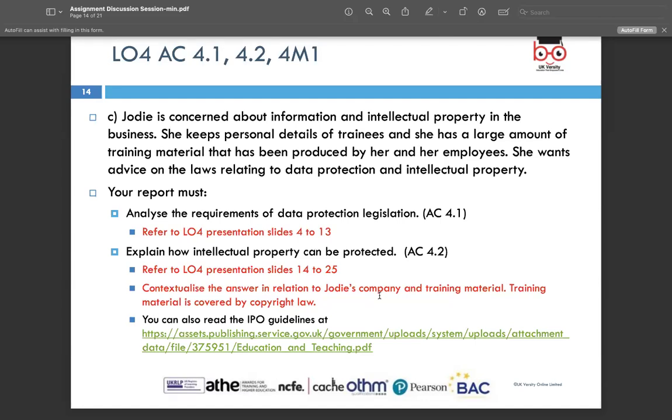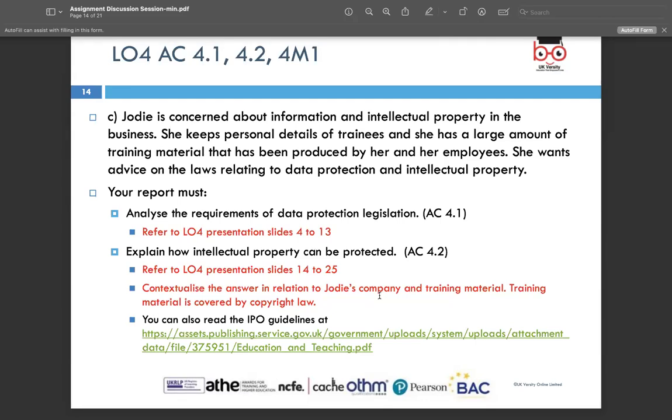Patents protect inventions that are new, useful, and non-obvious. Discuss the relevance of patents if Jody developed any unique training methods or tools. Trade secrets protect confidential business information that provides a competitive edge. So outline measures to protect training materials and client lists as trade secrets.